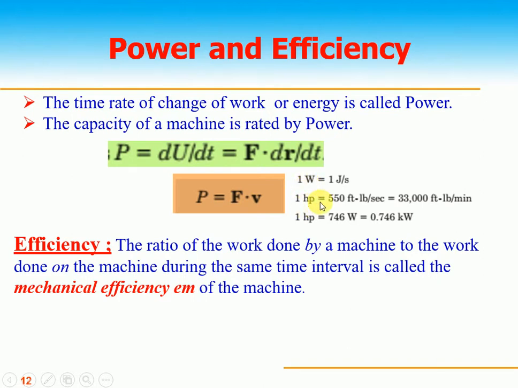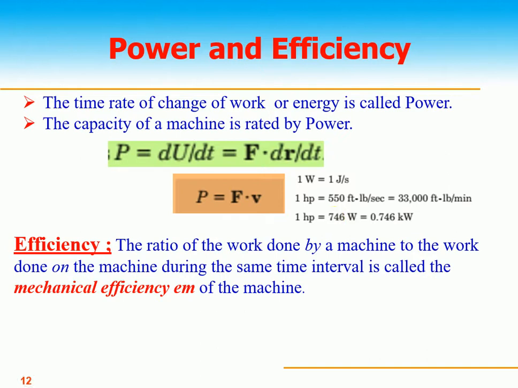1 horsepower is 550 foot-pound per second, or 33,000 foot-pound per minute, or 746 watt, or 0.746 kilowatt. This horsepower is the unit used mostly, but it is the American system or FPS system. Kilowatt is the SI unit of power. So work done per unit time is called power.